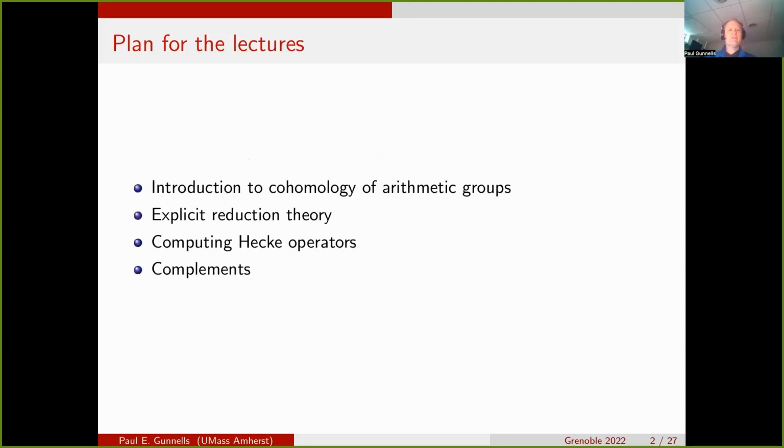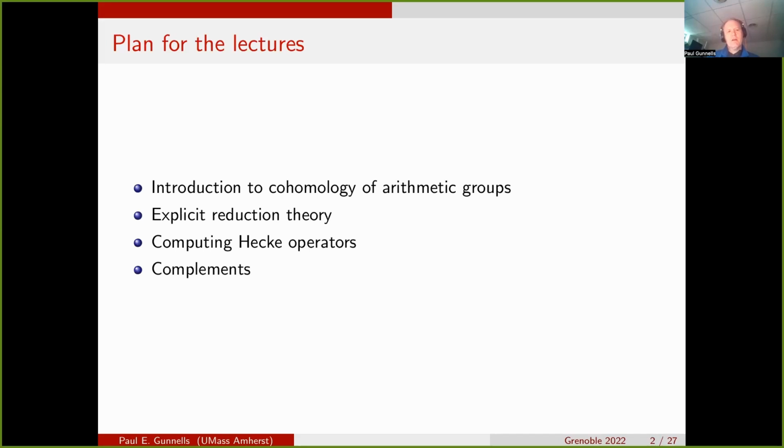The first 2 and 1.5 lectures or so are really just going to be an overview about cohomology of arithmetic groups and various ways to think about it and various approaches to it. So it might be redundant to what you've heard in some other talks, but I hope not. Or if it is, it's not always so bad to be redundant.